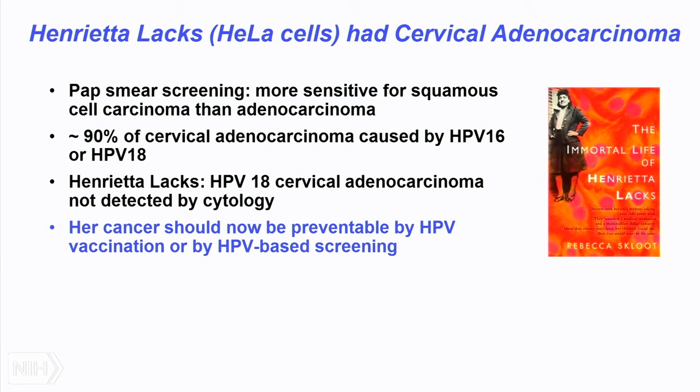Henrietta Lacks. And I just want to point out that she had HPV 18 adenocarcinoma, and died quickly of really serious disease. And HPV 18 adenocarcinoma is frequently not detectable by cytology, although this was just before pap smear screening became popular. But pap smear screening has done a wonderful job against squamous cell cancer of the cervix, but not against cervical adenocarcinoma. So her cancer should now be preventable by HPV vaccination or by HPV-based screening.